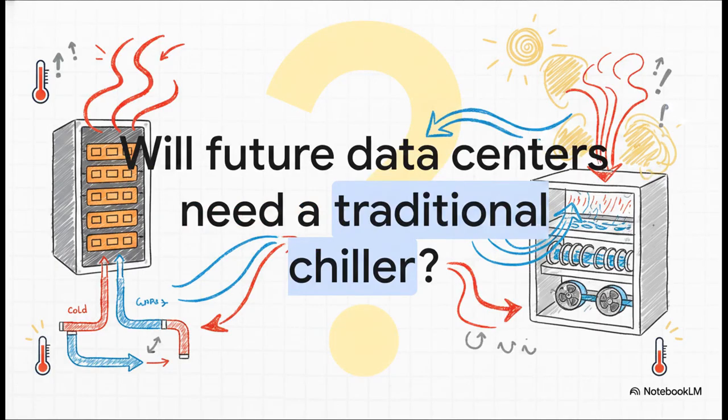Which leaves us with a truly fascinating question to wrap up on. We've gone from chilling water to 7 degrees to 15 degrees to 22 degrees and beyond. As AI processors continue to evolve, running at higher and higher temperatures, and as the acceptable water temperatures in our evaporators keep rising right alongside them to meet them, will the ultimate hyperscale data center of the future even need a traditional mechanical chiller at all? Or will the outside air just be enough all year round?